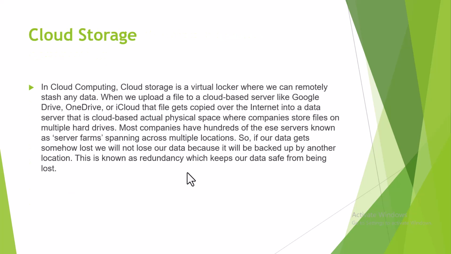Cloud storage is a virtual locker where you can remotely store data. When we upload a file to a cloud-based server like Google Drive, OneDrive, or iCloud, that file gets copied over the internet to a data server. That is the cloud-based actual physical space, where companies store files on multiple hard drives. Most companies have hundreds of servers known as server farms spanning across multiple locations. If our data gets somehow lost, we will not lose it because it will be backed up in another location. This is known as redundancy, which keeps our data safe from being lost.